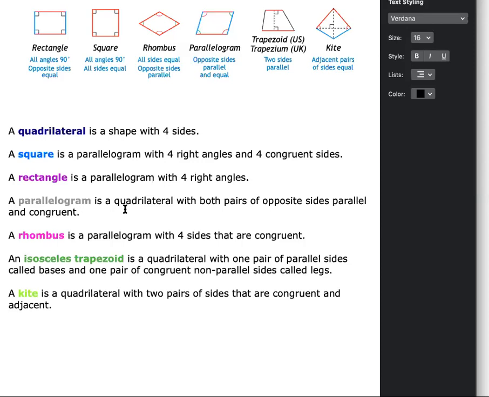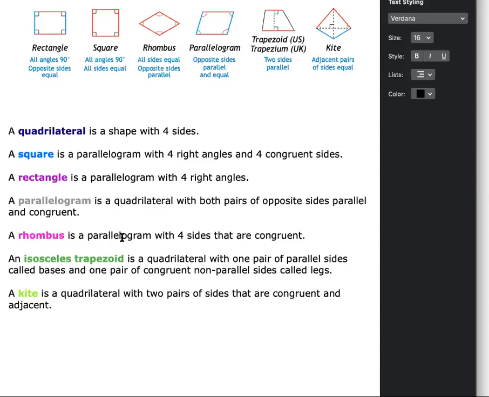A parallelogram is a quadrilateral with both pairs of opposite sides parallel and congruent. So let's look at that one. The corners are not necessarily 90-degree angles. The opposite corners are going to be congruent to each other. And then the blue sides are lined up with the blue, and the top and the bottom are lined up as well.